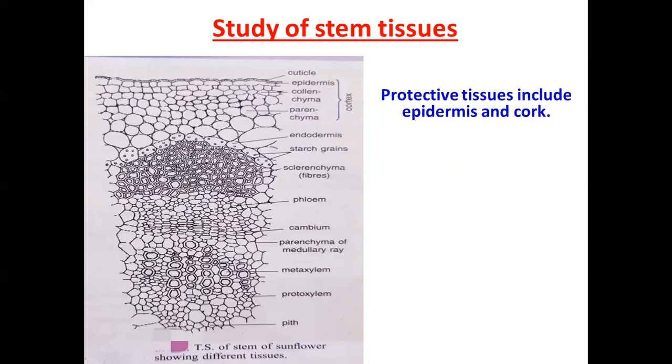Thus, from this we can say that whenever we see the transverse section of a stem, it consists of a lot of different types of tissues with different functions. Clear? Now, there is one more tissue which we call protective tissue, as you can see in the diagram. So protective tissues are basically epidermis and cork. Now what is this epidermis, children?